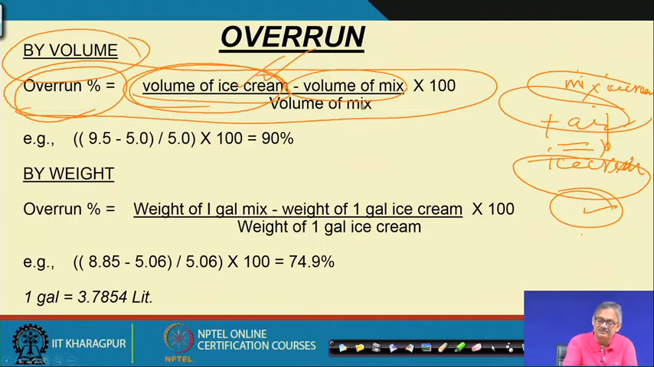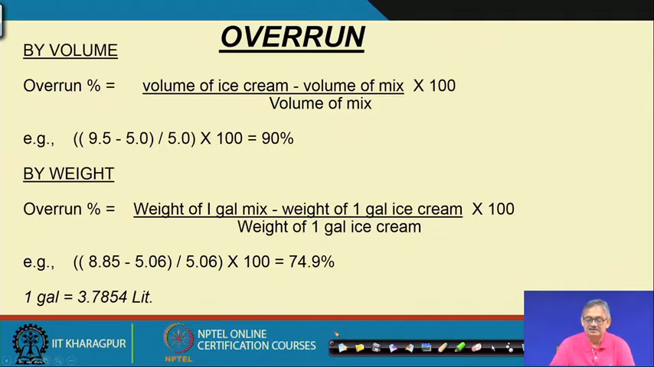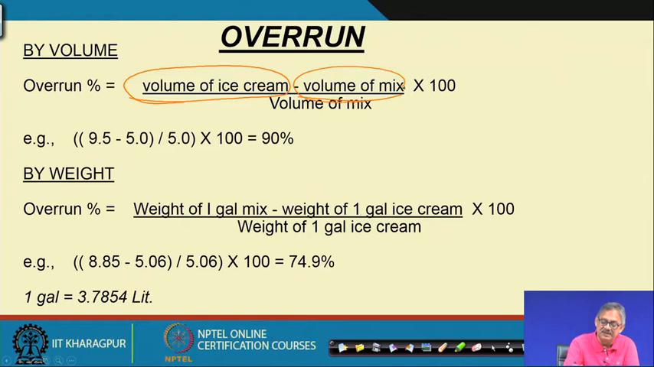So, volume of ice cream minus volume of mix, over volume of the mix, times 100, is the percent overrun, right, by volume. So, percent overrun by volume by definition is volume of ice cream minus volume of ice cream mix, all the time I am mistaken, over volume of mix, times 100, is the percent overrun, right.